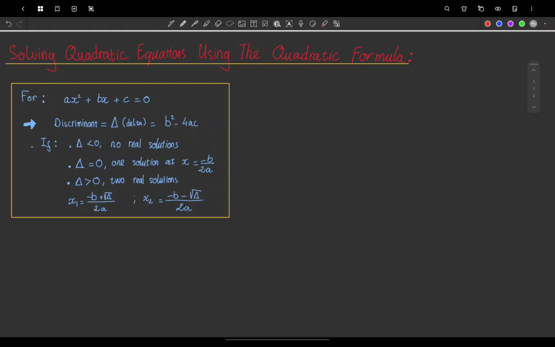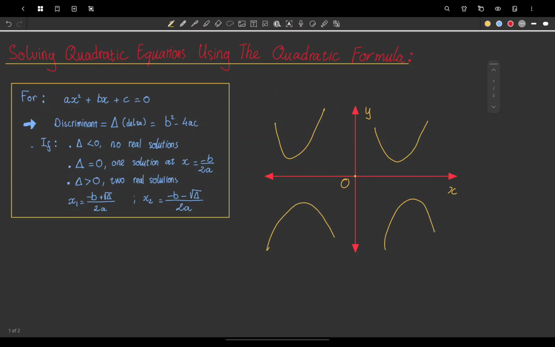Let me quickly show you what it means. Let me draw a Cartesian plane. I have my y-axis over here, this is my x-axis, and this is my origin. When the discriminant is less than 0, the parabola, or the quadratic graph, will look like this. It would either look like that, like that, like that, or like that.